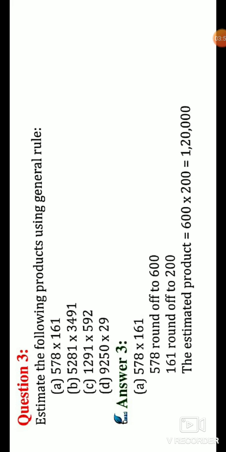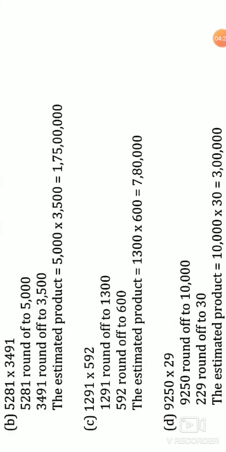Here first you have to find the rounded off values to the nearest 100 values, and then multiply the rounded off values, then you will get the estimated product. In this problem the estimated product is 1,20,000. Next take the second problem, B.